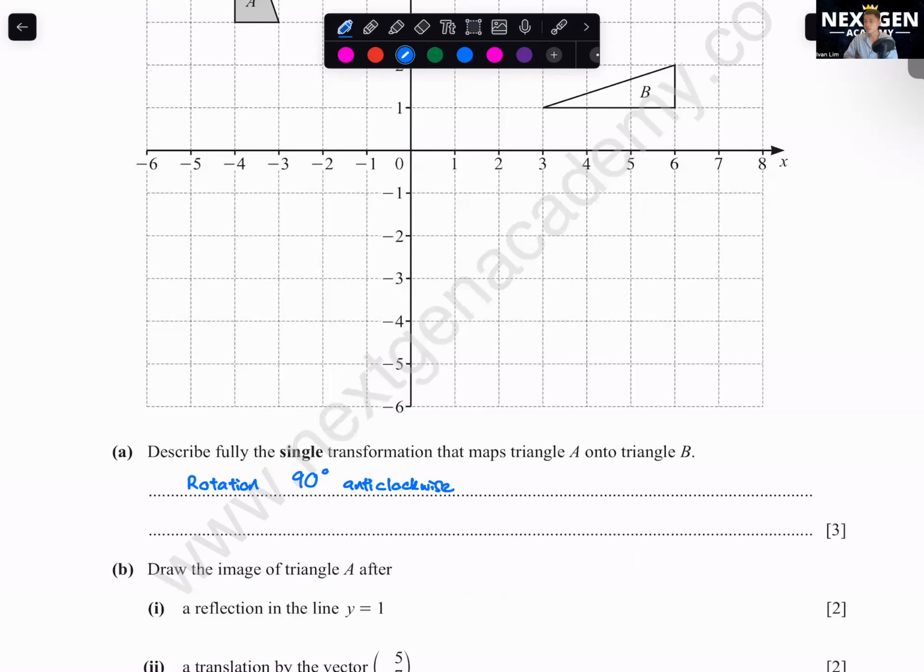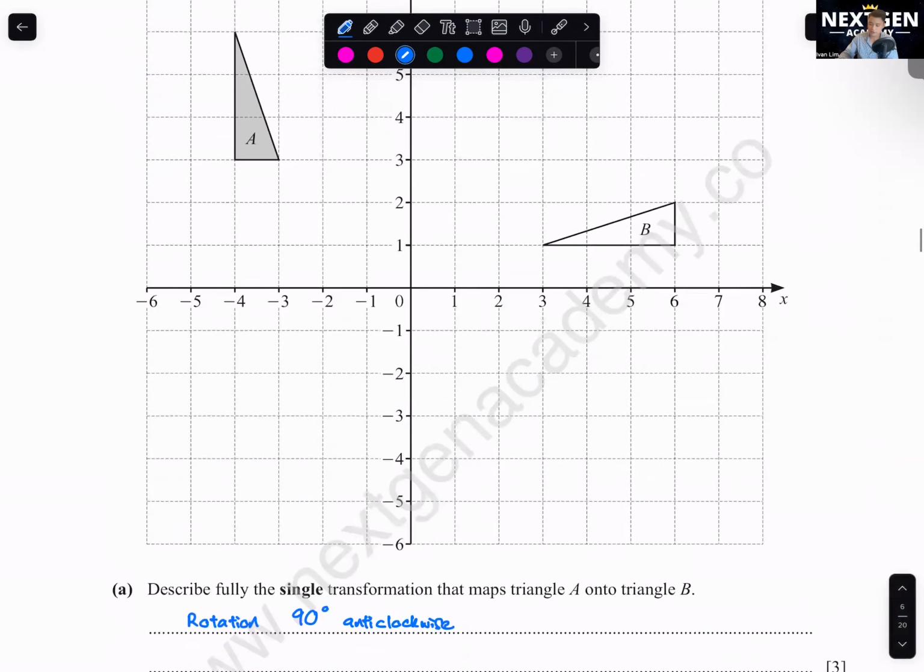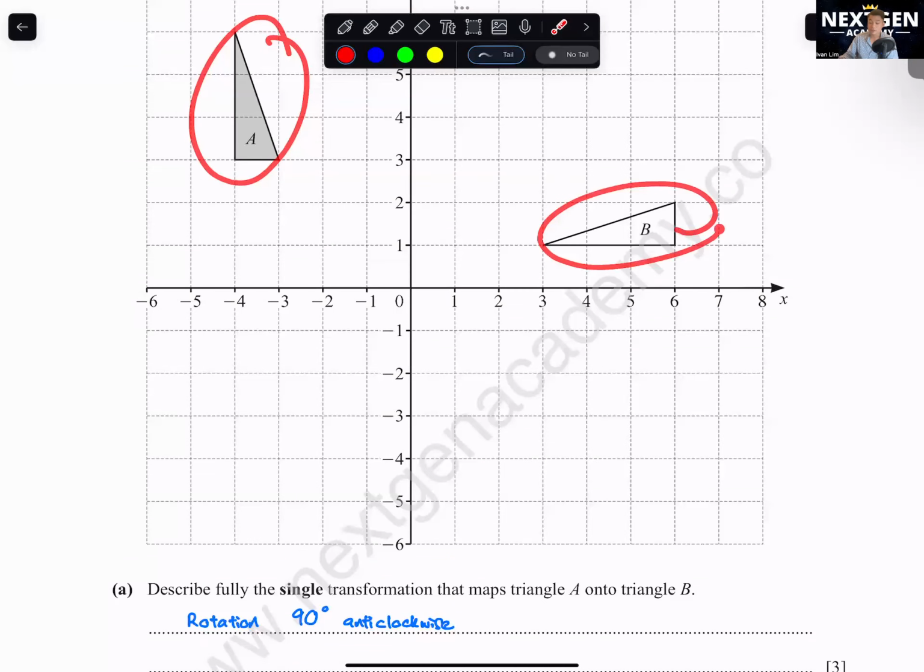Why cannot say translation? Huh? This is not a translation. How can this be a translation? Translation needs to be exactly the same orientation.